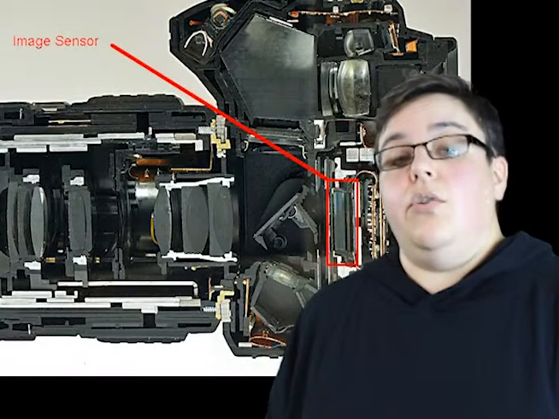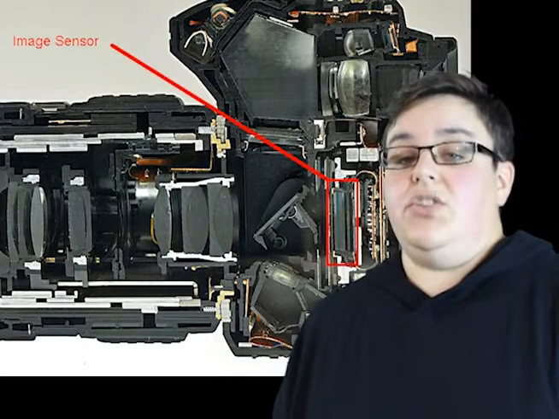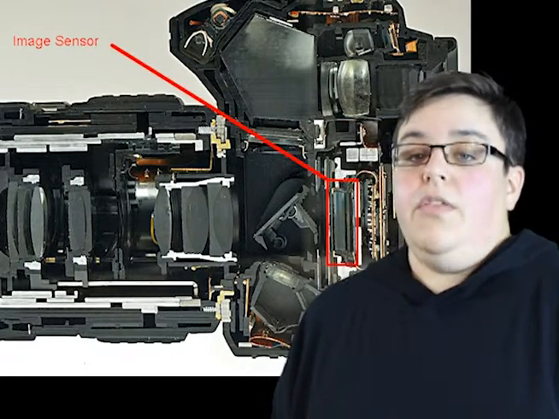Finally, ISO is the sensitivity of the image sensor in your camera to light. The higher the ISO, the more sensitive the image sensor is to light, meaning it needs less exposure to capture the image of a given brightness.